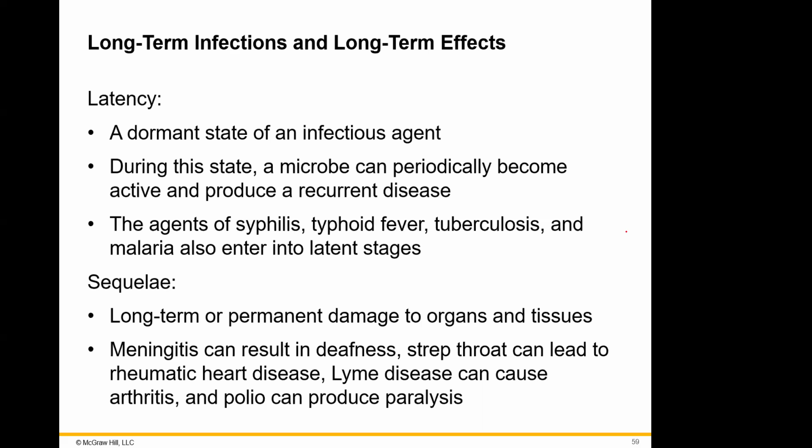All right, next thing, sequelae. Or sequelae. I don't care what you call it, but to me it's sequelae because that's what it looks like. Okay. As long as you can recognize the word, man.